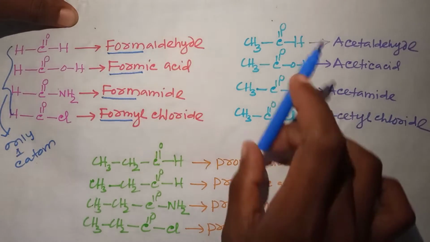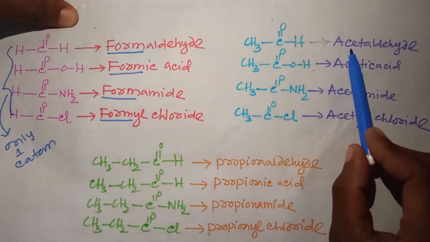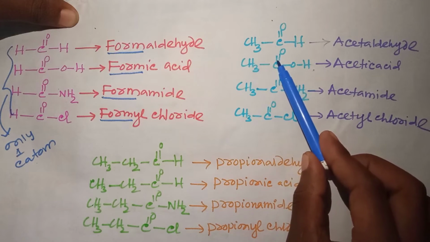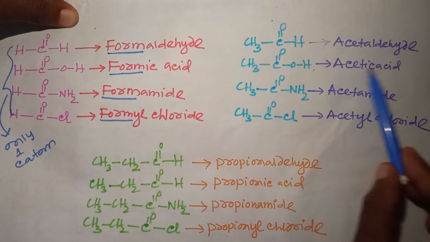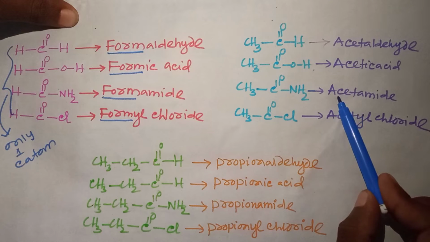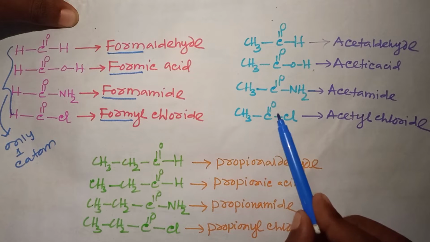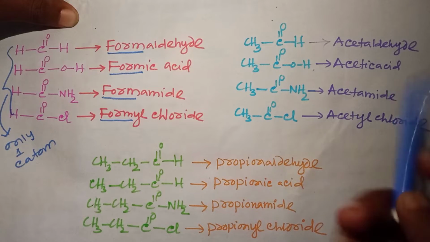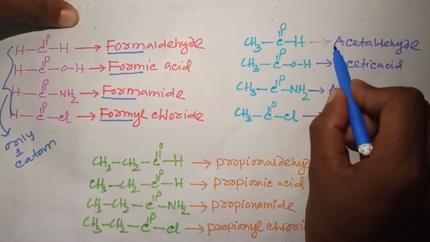Here is another example. This is CH3CHO and its common name is acetaldehyde. Here it is CH3COOH, its common name is acetic acid. This is CH3CONH2, its common name is acetamide, and here is the compound CH3COCl, its common name is acetyl chloride.